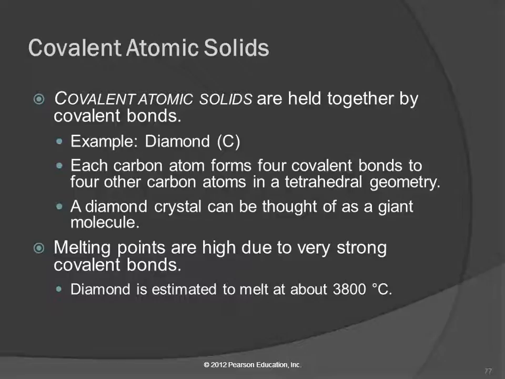So covalent solids, covalent atomic solids. An example is diamond. These have covalent bonds that are holding the atoms together. So these really are giant molecules, but all the atoms in them are from the same element. So they're kind of weird. There's not a lot of them. But diamonds, they're estimated to melt at about 3,800 degrees Celsius. That's an estimation. I don't know that anybody's actually done that.